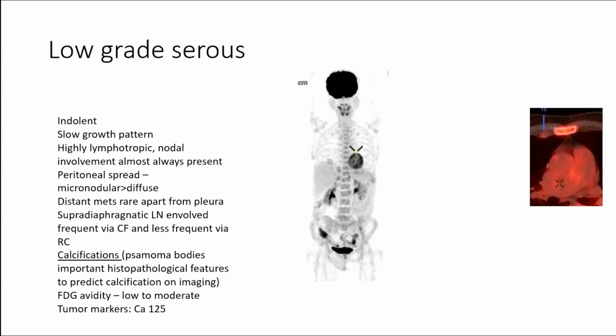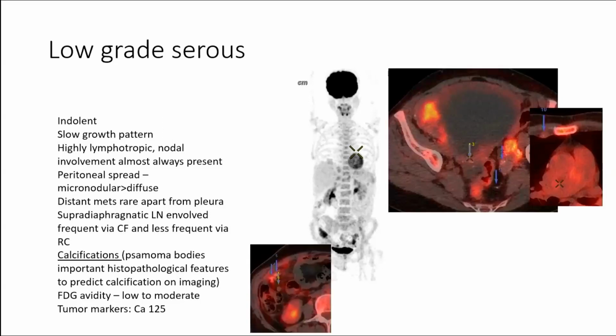Calcifications are there because of the presence of psammoma bodies. I don't know what the clinical significance of psammoma bodies in the histology is, but it's a significant finding for us. So we always read very carefully the body of the histological report to see whether there are psammoma bodies or not. If there are, we are looking for calcifications on the imaging.